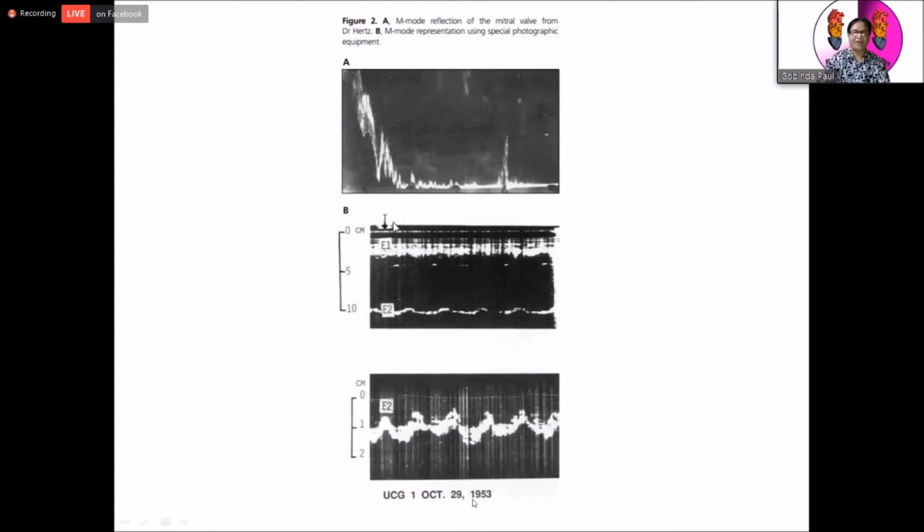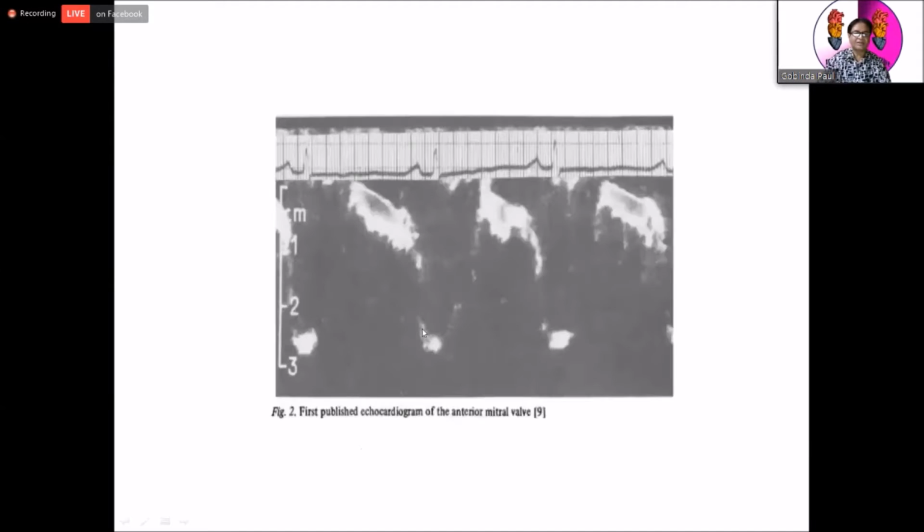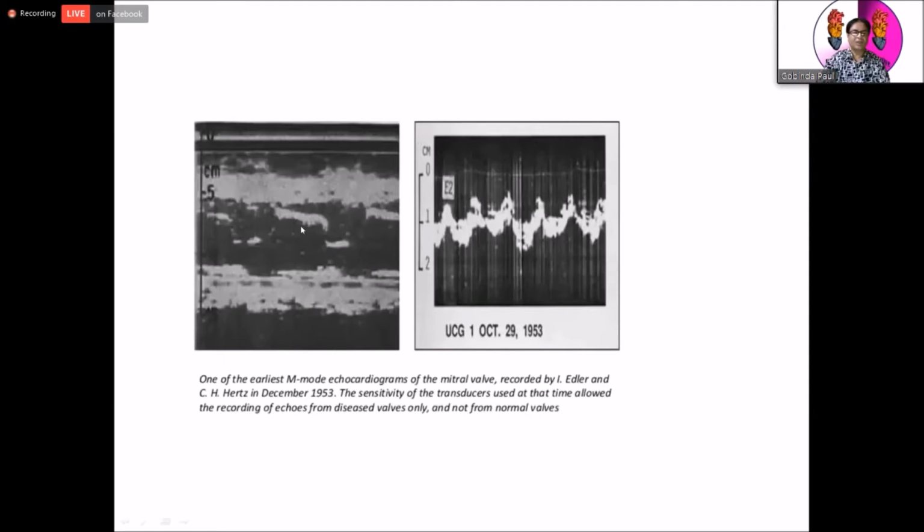This is the different waveform, photo from 29 October 1953. This is the first published echocardiograph of the anterior mitral leaflet, AML, M-mode image with ECG guidance. Here, first mitral stenosis M-mode image, with the EF slope reduced. It was recorded by Edler and Hertz.